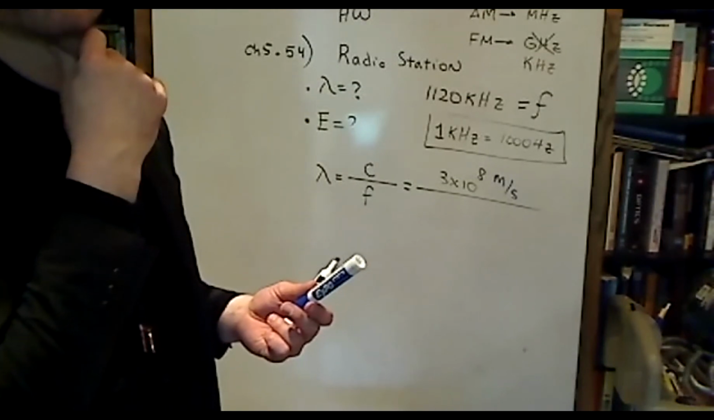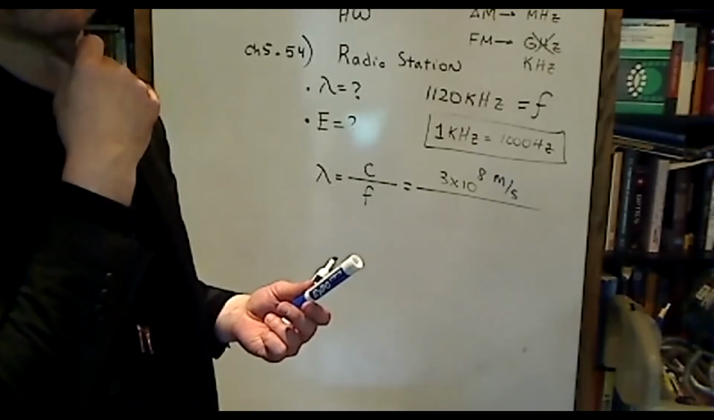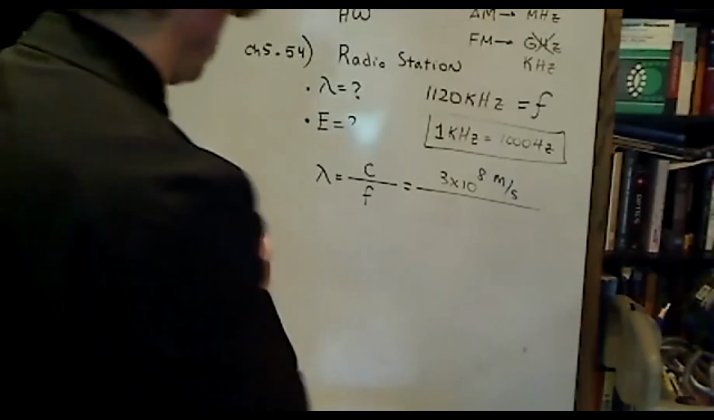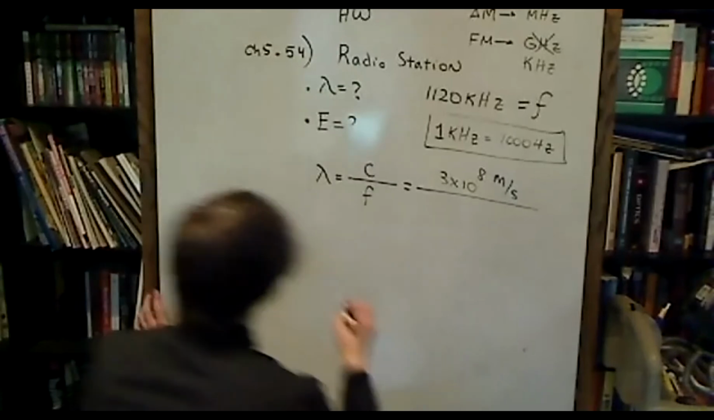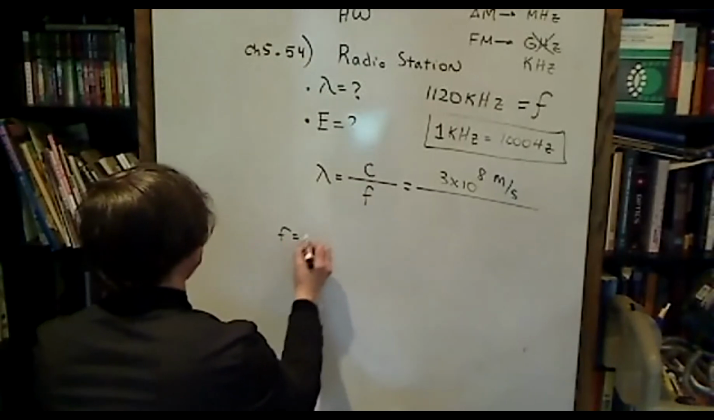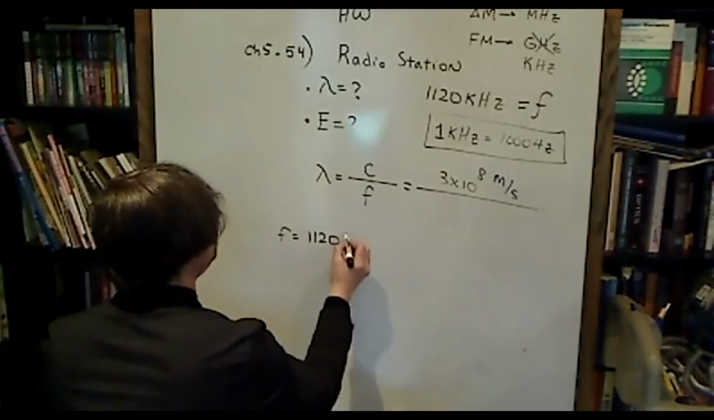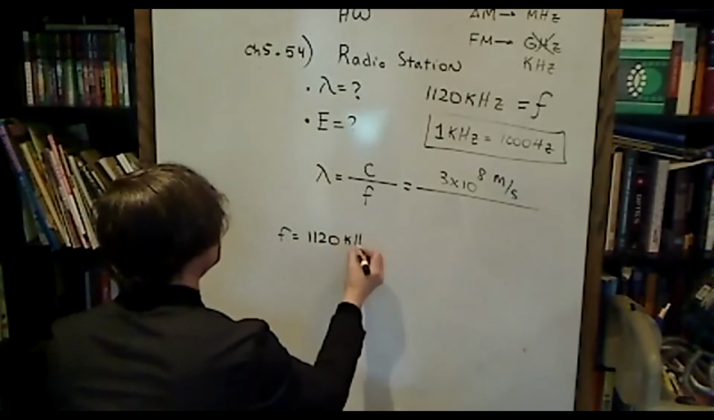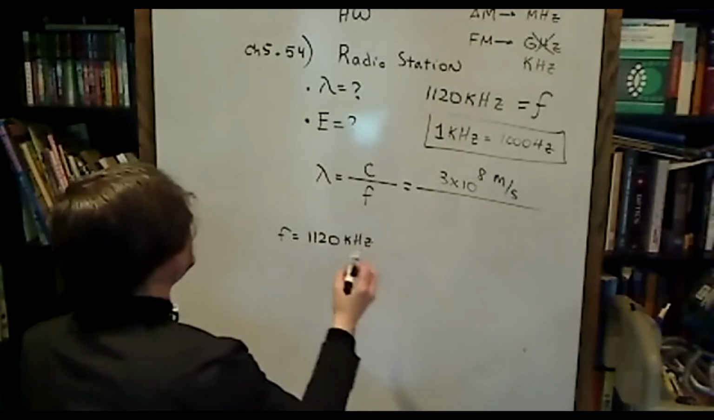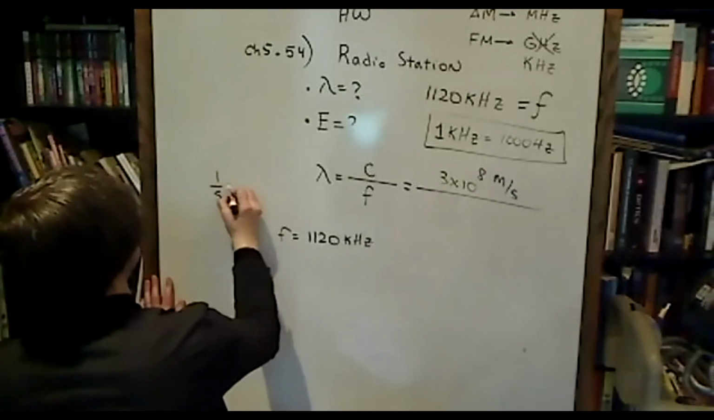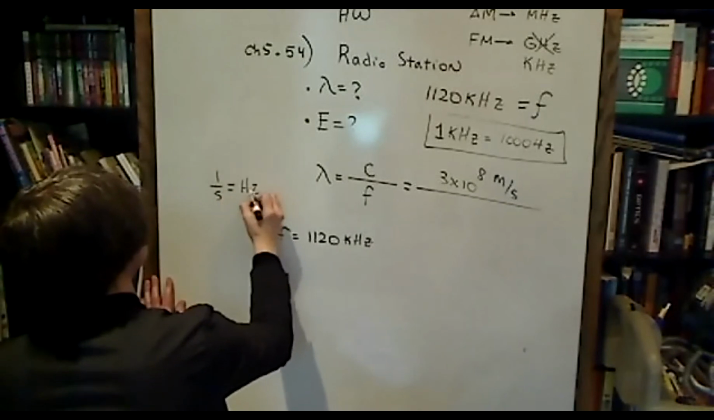Should it be 1 over seconds? Well, okay. We currently have a frequency of 1120 kilohertz. But 1 over seconds is a hertz, right? Right.